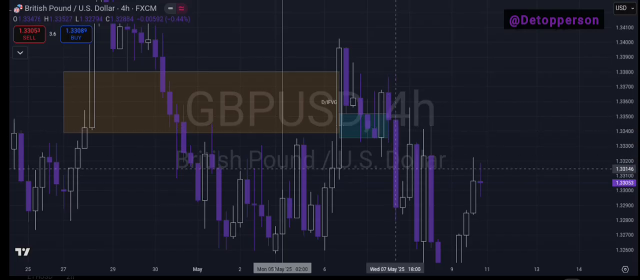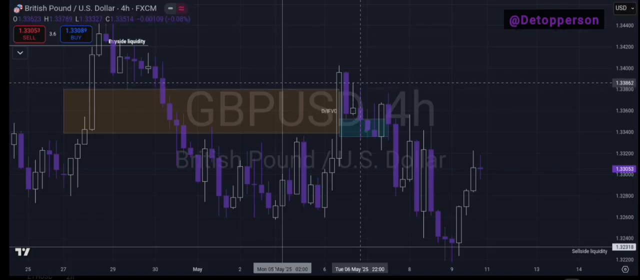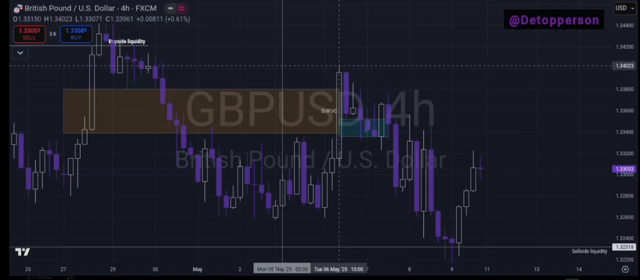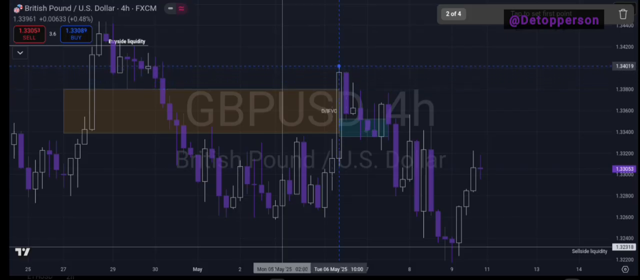Now, how was I able to capitalize on this move? Remember, you have to be patient with this kind of trade. I waited for Monday and Tuesday to do their thing. Okay, so Tuesday served as what? The high of the week. So this is Tuesday's high.